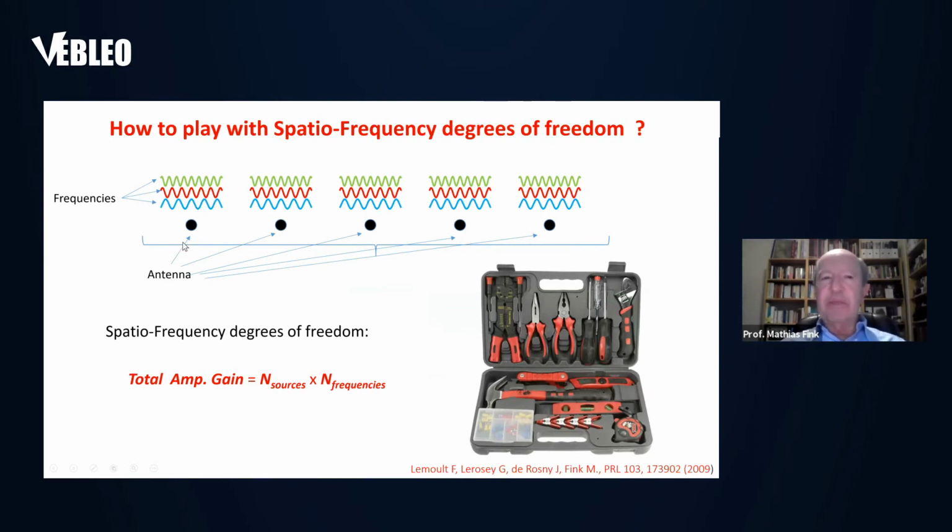Spatial degree of freedom tells you how many antennas you have at a distance, each of them bigger than the coherence length, and how many frequency uncorrelated bands you have. And when you have all this spatial and frequency degree of freedom, you can have a gain in amplification by using all this in a clever way, by doing time reversal, to improve your focusing. You have a tool that you can play with.